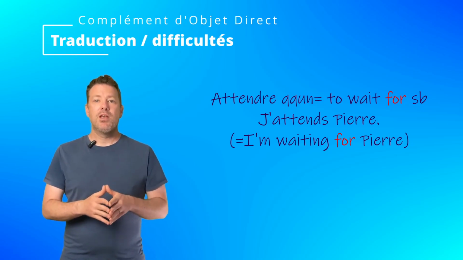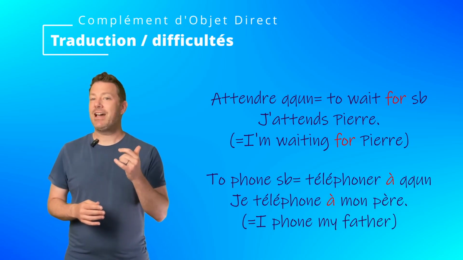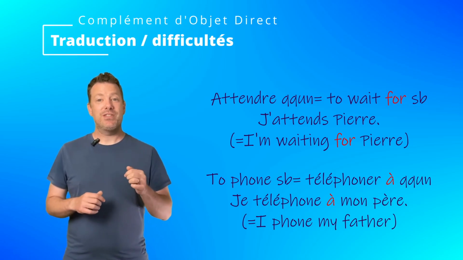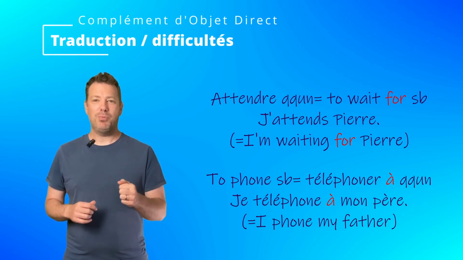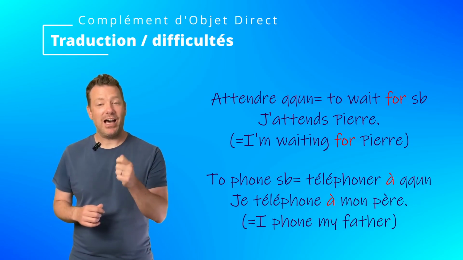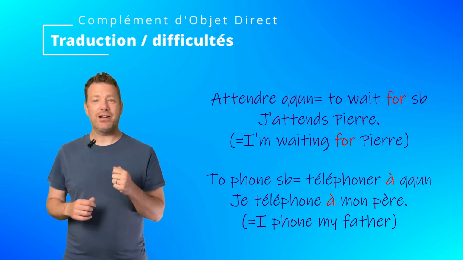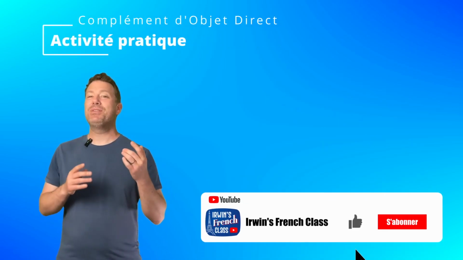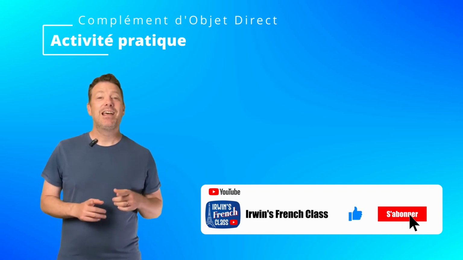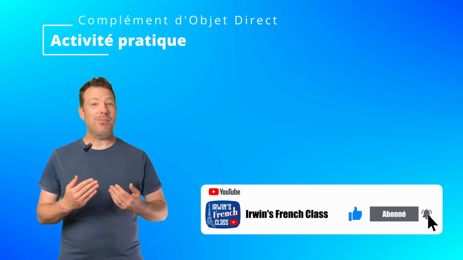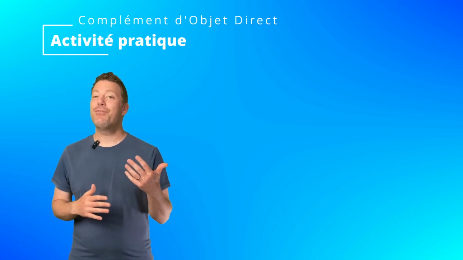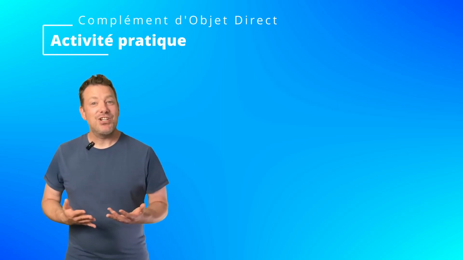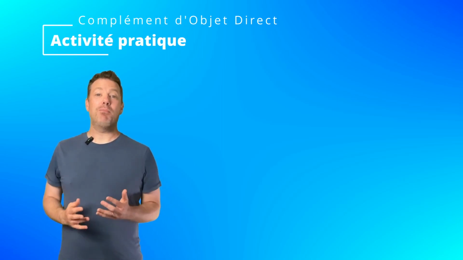To phone someone is direct in English, but indirect in French. Je téléphone à mon père. And that preposition à makes it indirect. All right, let's do an activity to revise and practice. I'm going to give you several sentences and we are going to do together some grammatical analysis, which is something we start doing in primary schools in France. So essentially, identify the complements.